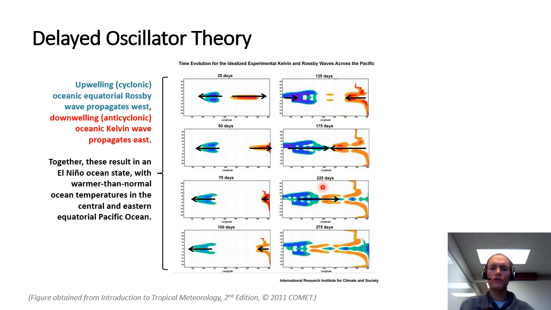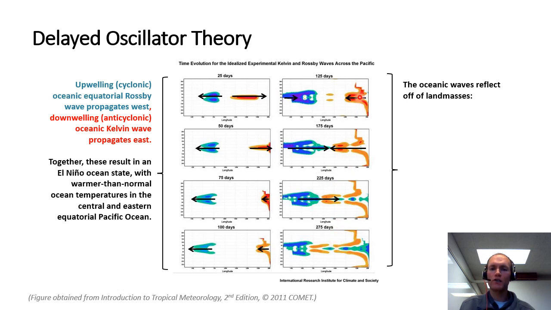But then as you get to 225 and 275 days out, the eastward propagating upwelling Kelvin wave overtakes the westward propagating downwelling equatorial Rossby wave. And so you start to see this cooling develop along the equator toward the coast of South America over the course of the next 50 to 100 days.